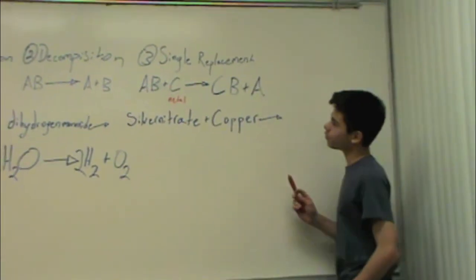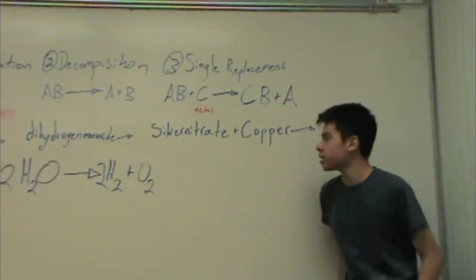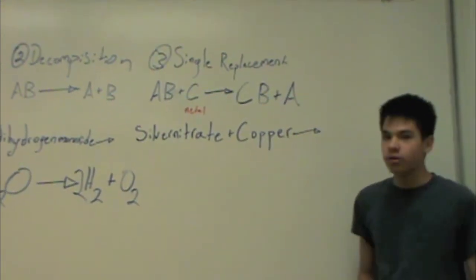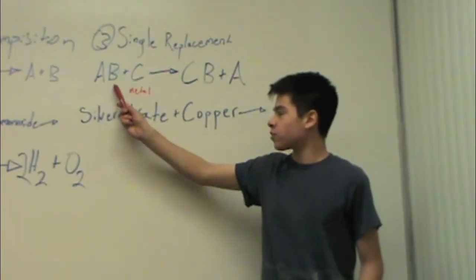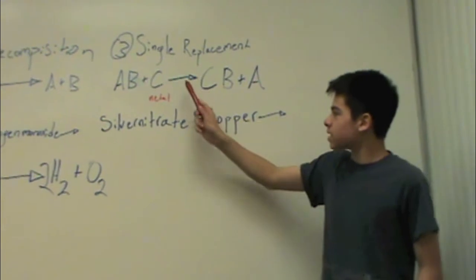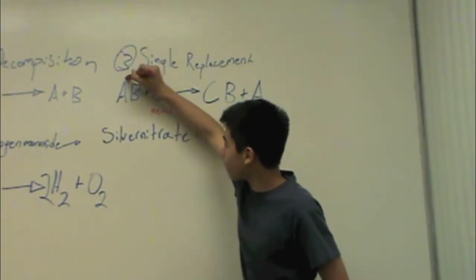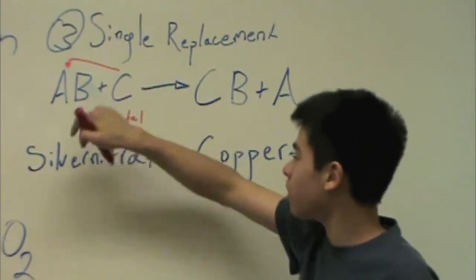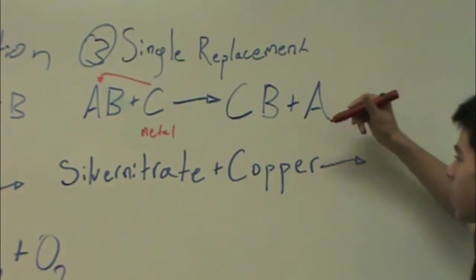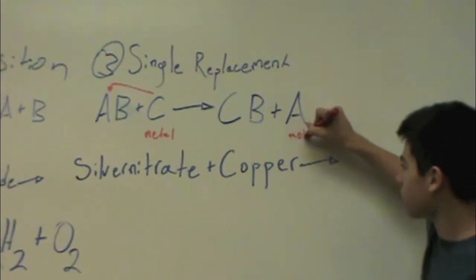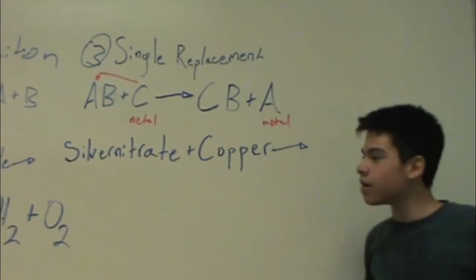Okay, now we're moving on to single replacement reactions. In a single replacement reaction, a more reactive metal will replace a metal that's already in an ionic compound with a nonmetal. So in this case, metal C is going to boot out metal A from compound AB and bond with the nonmetal B. So then we get CB plus A. And the A is going to come out as a precipitate, but we're not getting to precipitates yet.